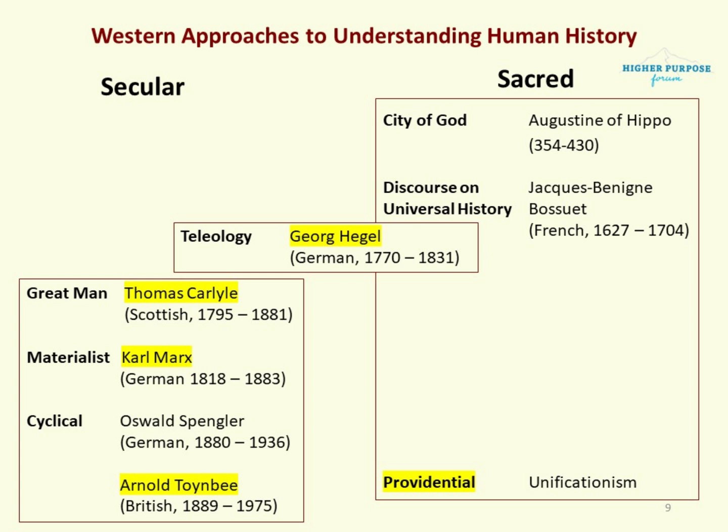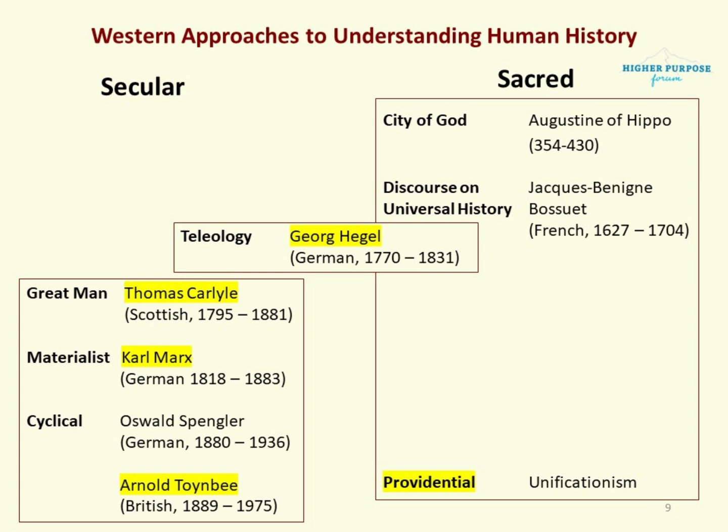So the early sacred view of history, we would say the most pronounced is that of Augustine. He was a Catholic scholar, and another very pronounced, more recent academic expression of sacred history was from a French Catholic priest, Jacques Bénigne Bossuet.